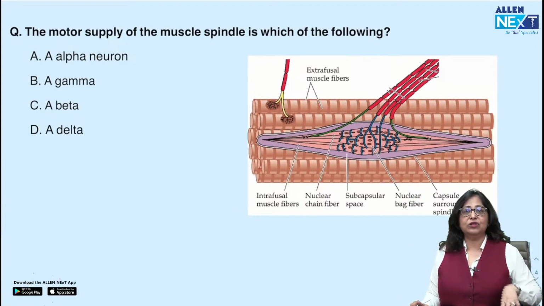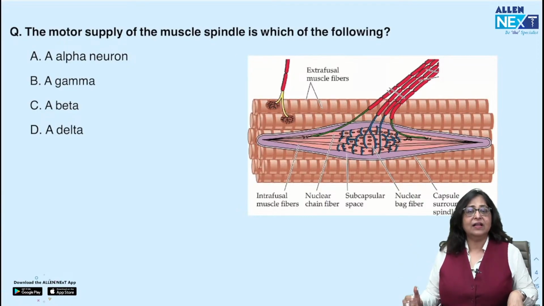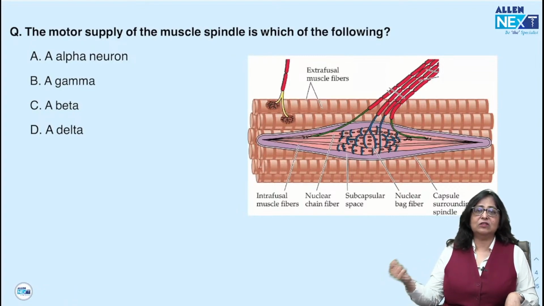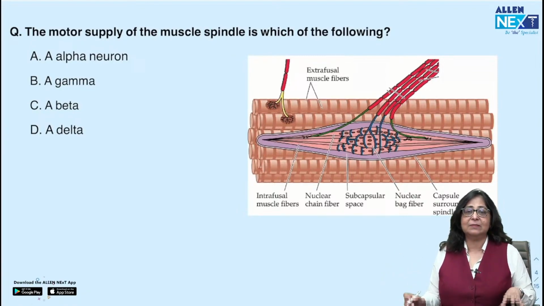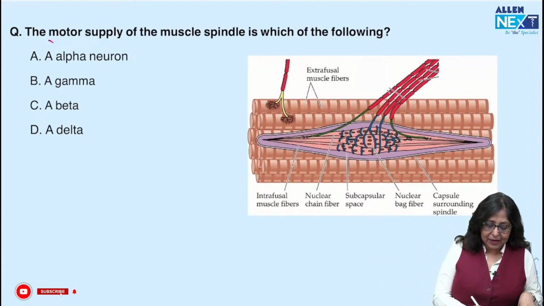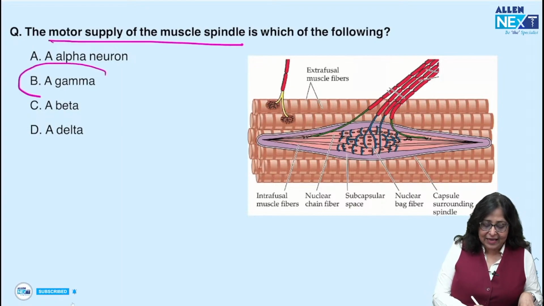The motor supply to the intrafusal muscle fibers, which are inside the muscle spindle, is A gamma. There are two motor neurons. The larger one is A alpha and the smaller one is A gamma. A alpha supplies the extrafusal muscle fiber and is responsible for muscle contraction. A gamma supplies the ends of the intrafusal muscle fibers. So the motor supply to the muscle spindle is A gamma.